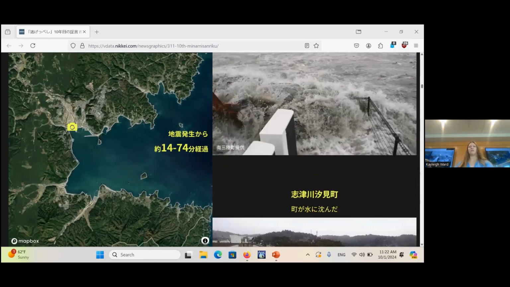And there's no one there taking this picture. This is a camera on top of this building, just to let you know that.